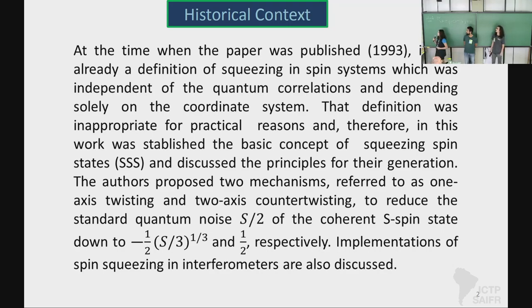As for the coherent spin state... Implementation of spin squeezing in the Fermi matter.